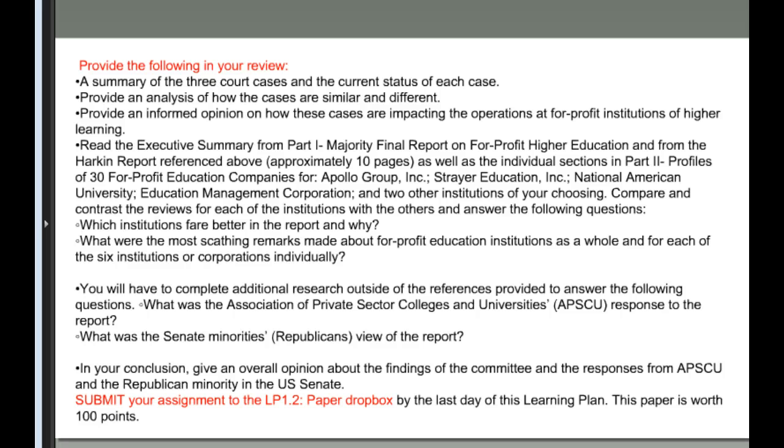You're also going to have to look at some additional research, and you're going to have to look up APSCU. APSCU is the Association of Private Sector Colleges and Universities, and that is an interesting response to the report. So I want you to look that up, and also what the Senate minority, at that point the Republicans, did in the report.